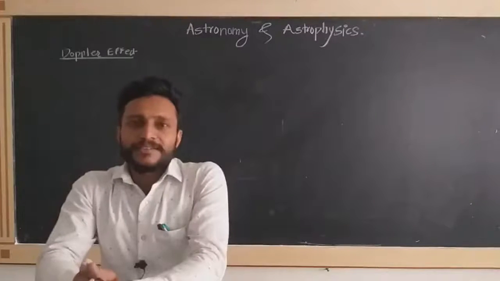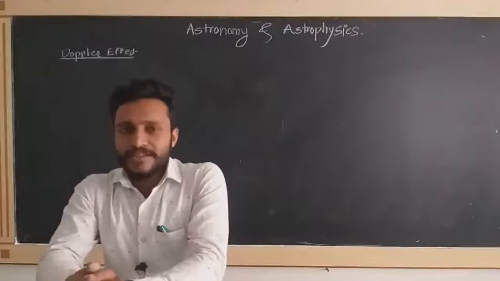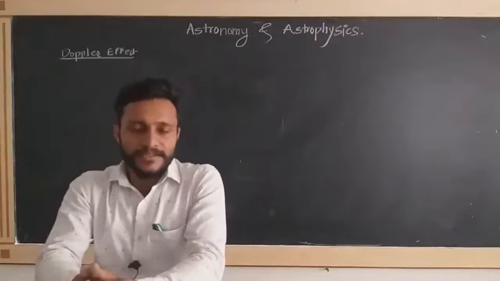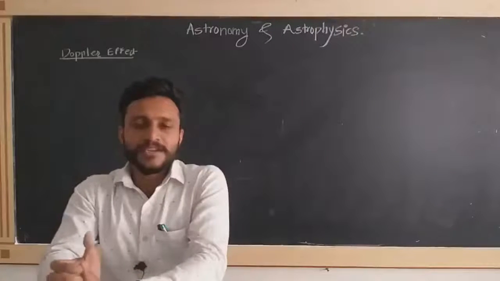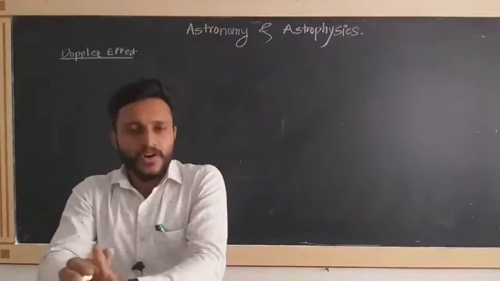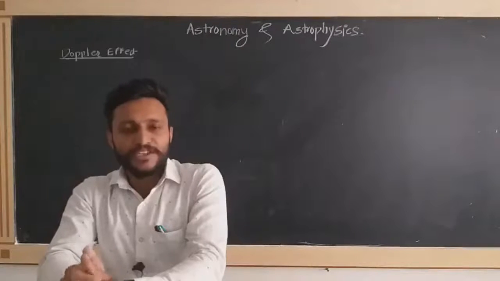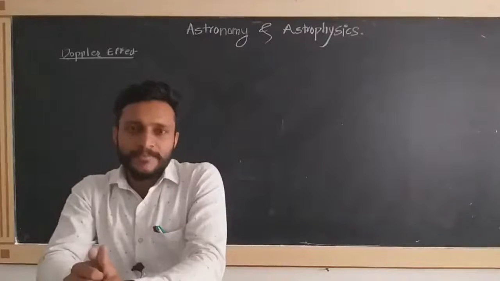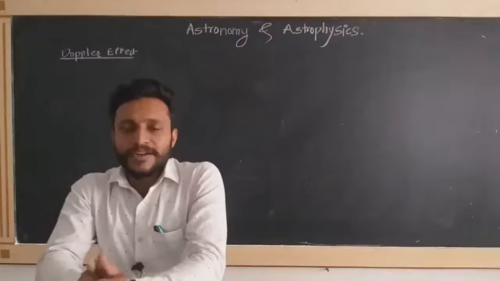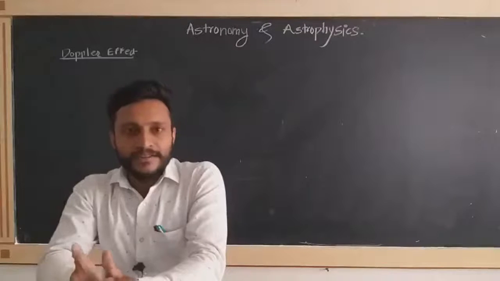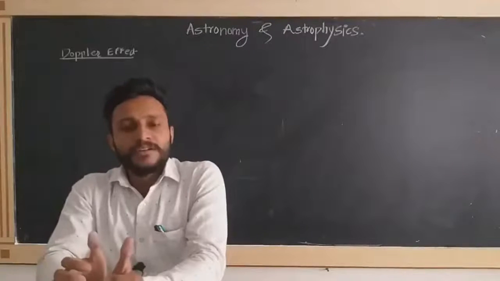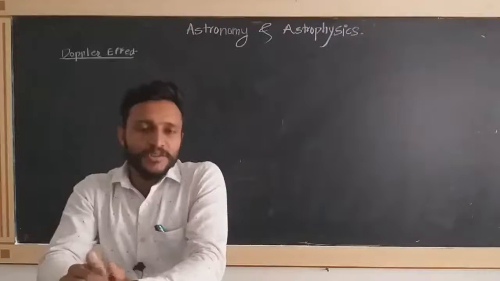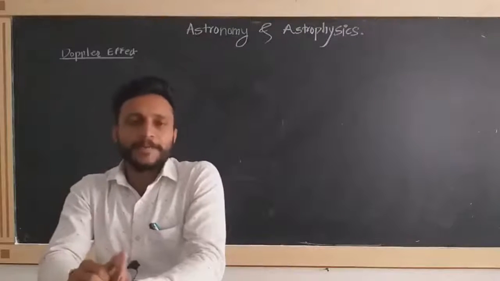Our universe is expanding continuously. I told you in the first lecture that the Big Bang theory predicts that the universe is continuously expanding, and all the celestial bodies in the universe are running away from each other. So how can we conclude or predict that all the planets, all the celestial bodies in the universe are running away from each other with the help of the Doppler effect?